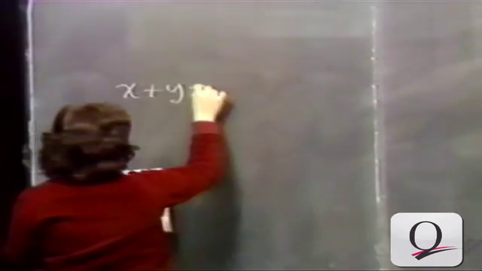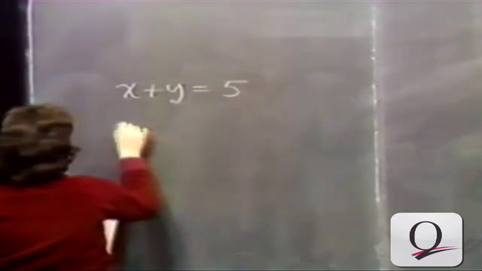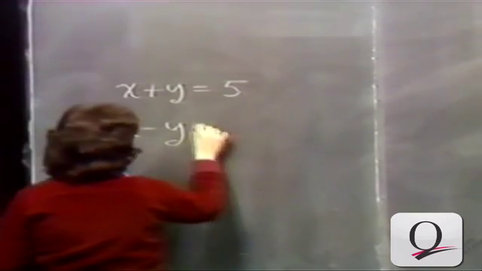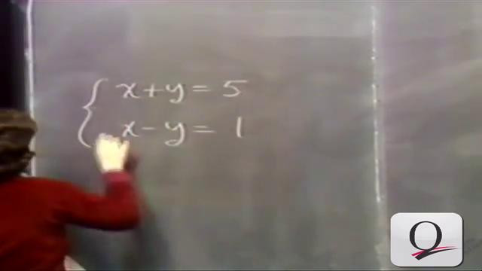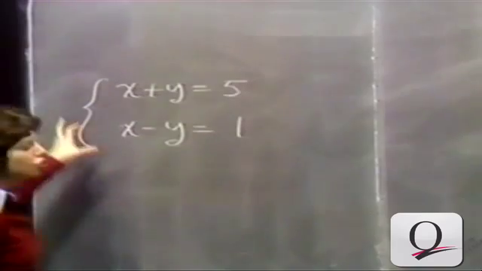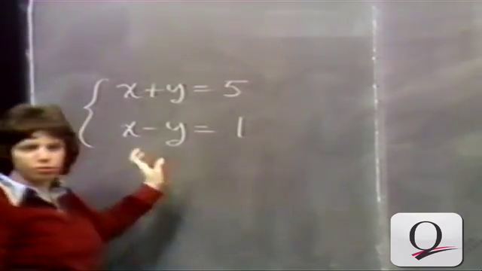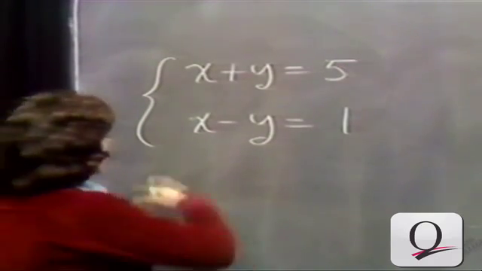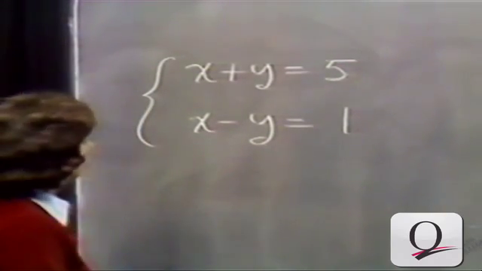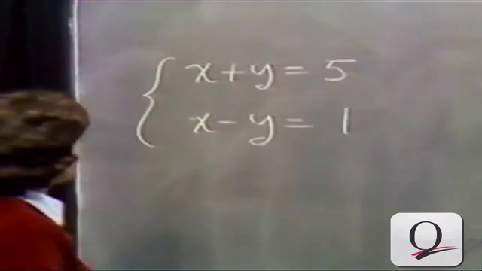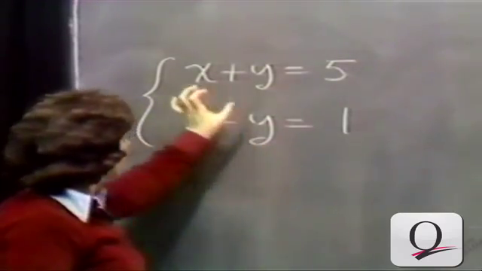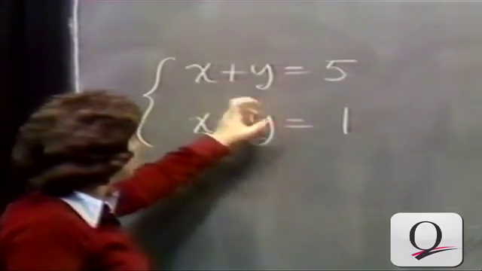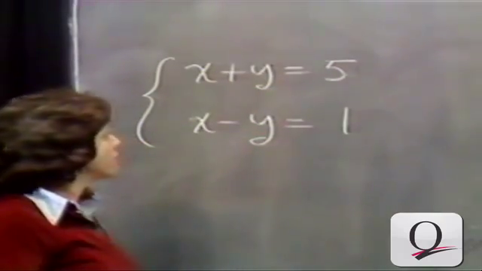x plus y equals 5. x minus y equals 1. Here we have a system of equations. We have two equations in two variables, or two unknowns, x and y. We are interested in solving this system of equations. That is, we are interested in finding out, are there any pairs of x and y values that satisfy both of these equations at the same time?